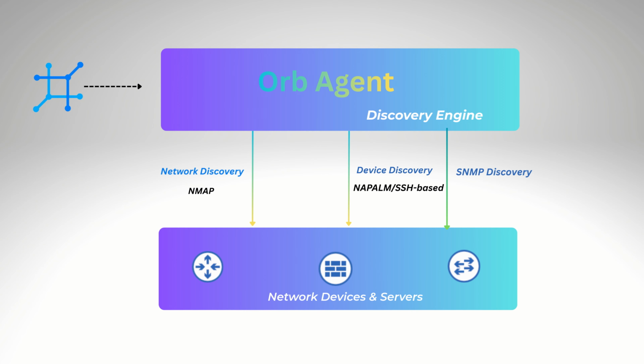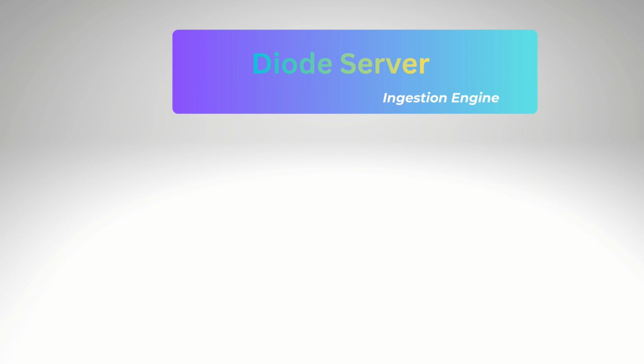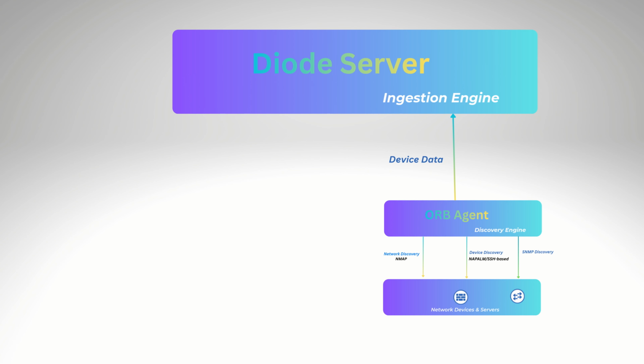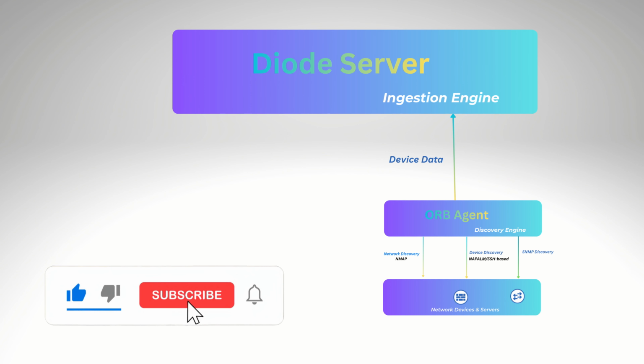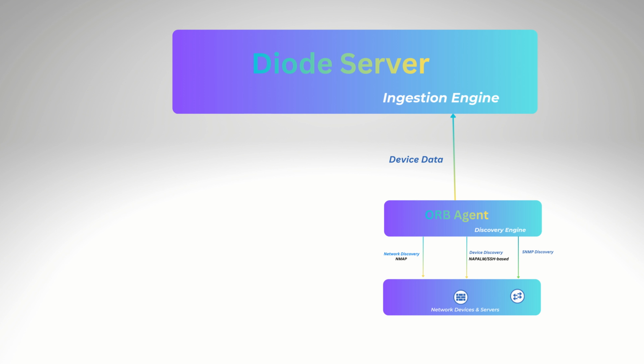Alright. Now let's talk about the middleman, the DIODE server, aka the ingestion engine. So once the ORB agent collects all the data from our network, it needs to send it somewhere, right? So this is where the DIODE server comes in. Think of the DIODE server as a data processing and forwarding service. It sits between the ORB agent and NetBox and handles all the communications.